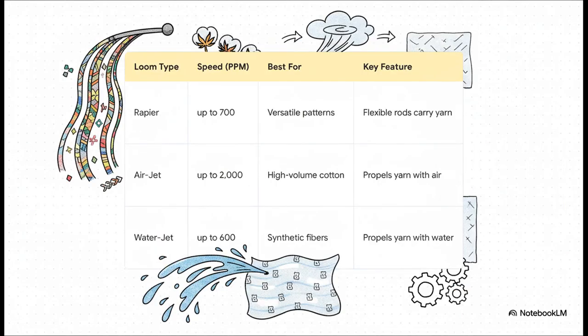And the air-jet isn't the only modern marvel out there. Today's looms are like a set of specialized surgical tools. You've got rapier looms that use these flexible rods to carry really delicate or fancy yarns, and then there are water jet looms that, you guessed it, use a jet of water, which is perfect for synthetic fibers that don't like getting wet. It's all about having the right tool for the right job.